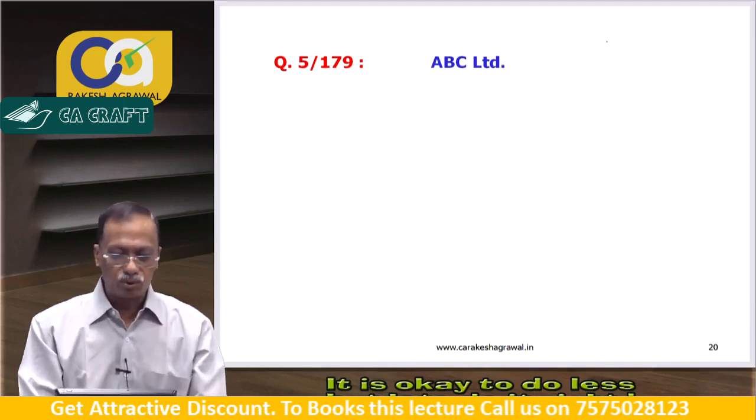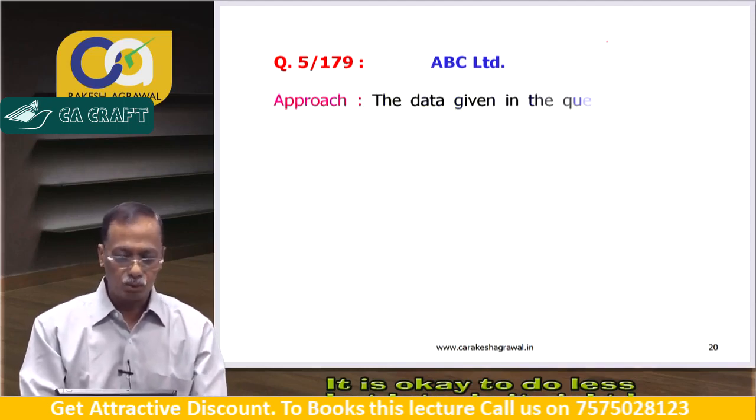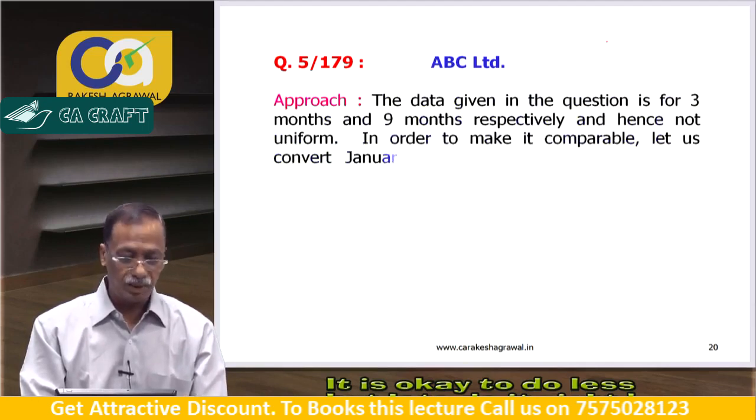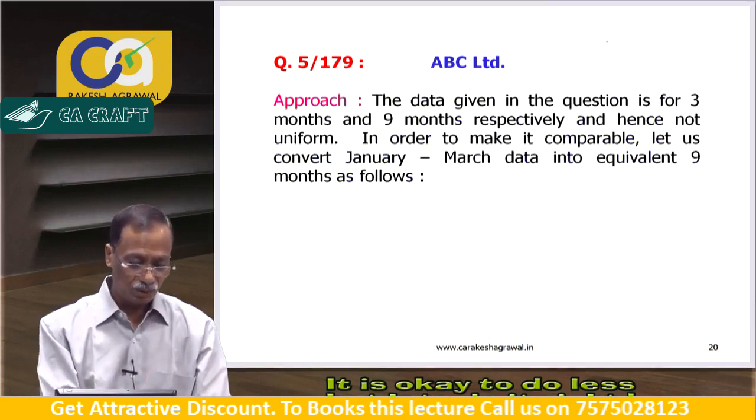I'll give you the approach also. You'll write down the approach also. Write down approach. Question 5 by 179, ABC Limited. This is for you. This is a student note, but important one. Write down approach.